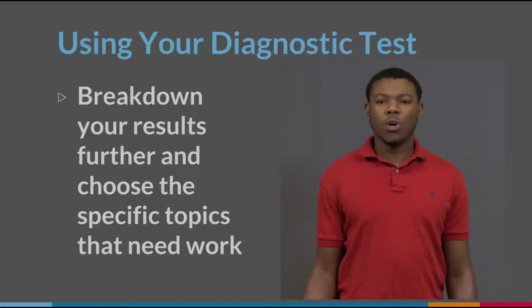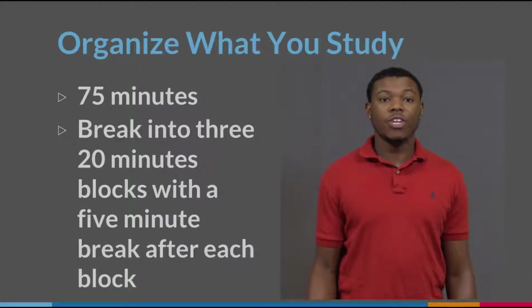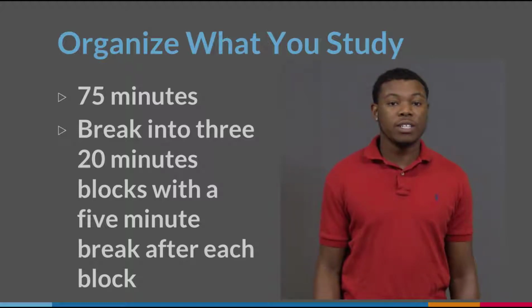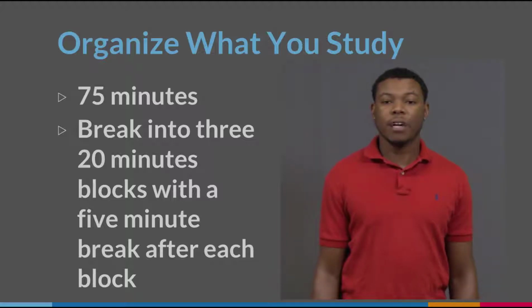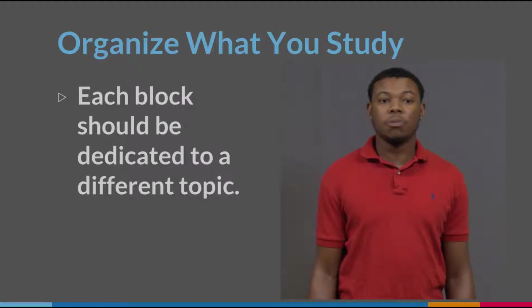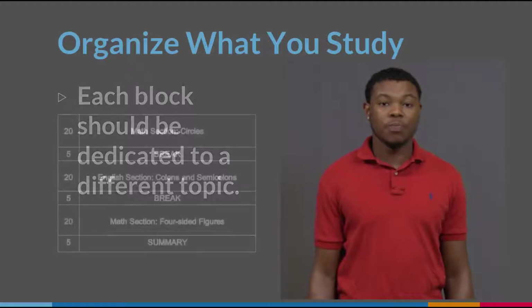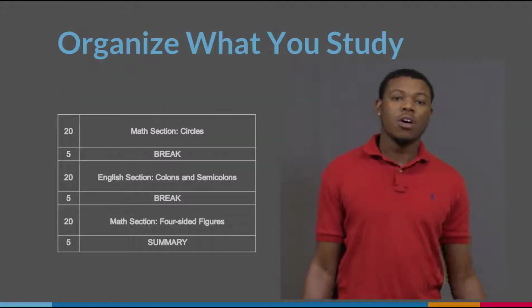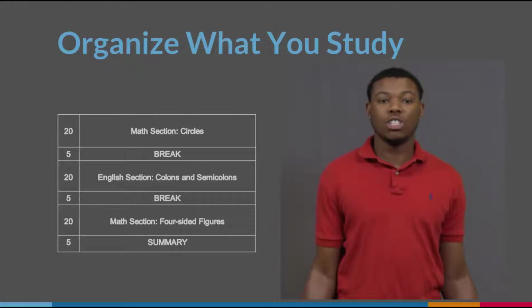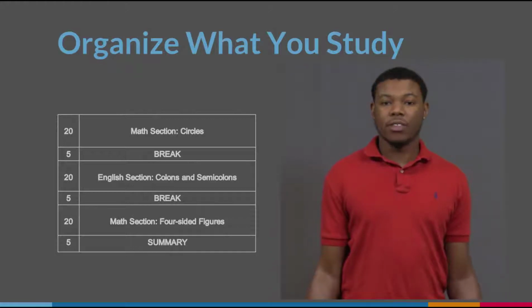Once you know what you want to study, you need to organize it. We think that you should study for about 75 minutes at a time. That 75 minutes should be broken into 3 20-minute blocks with a 5-minute break after each one. Each block should be dedicated to a different topic. So for your first study session, you might choose to do questions on circles in math, colons and semicolons in English, and four-sided figures in math.